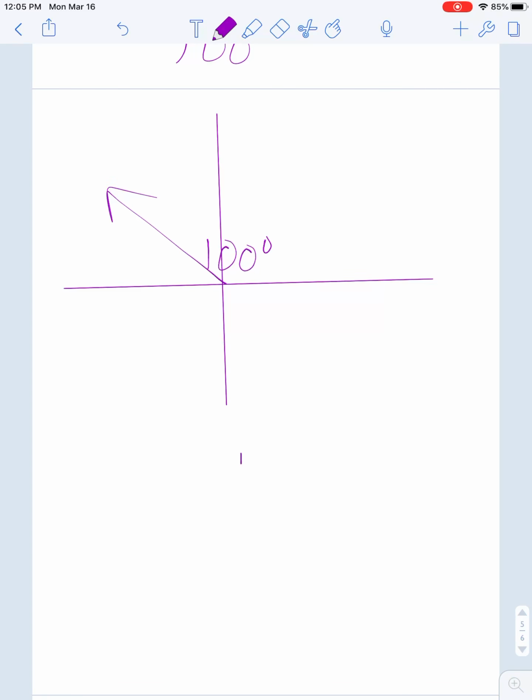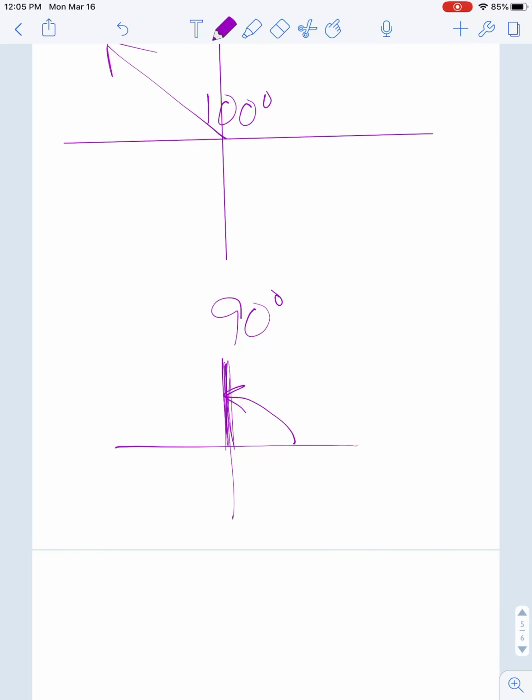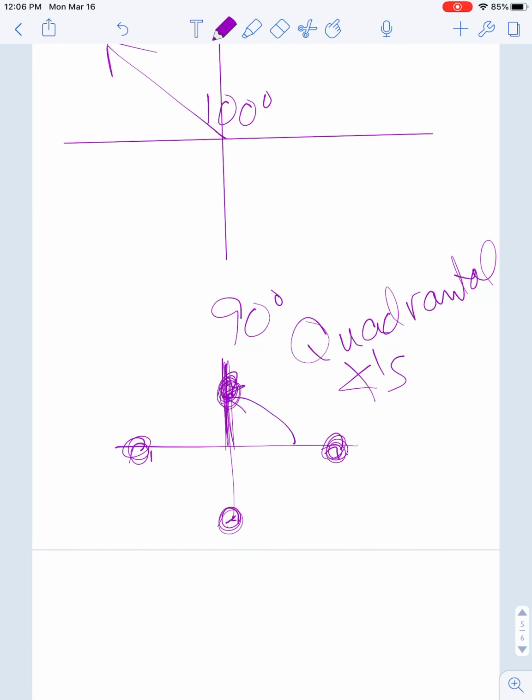Now, what about a 90-degree angle? Where would that be? It's right here. It ends on the axis. What quadrant is that? You think it's 1? You think it's 2? Well, you would be wrong. It is not in a quadrant. In fact, a 90-degree angle, a 180, a 270, a 360, a 450, keep adding 90, 90, 90, 90. Those are called quadrantal angles. Quadrantal angles, which is weird because it's the word quadrant in there, but it's not on a quadrant.